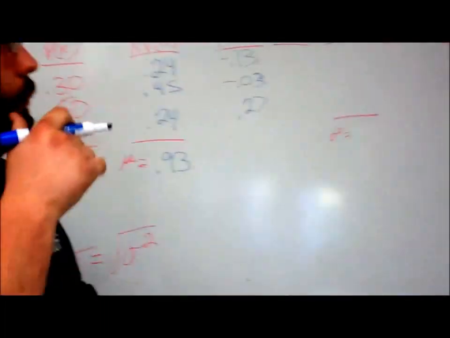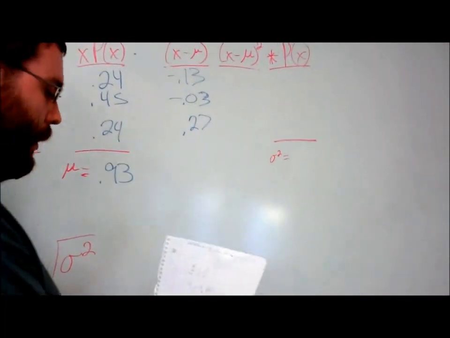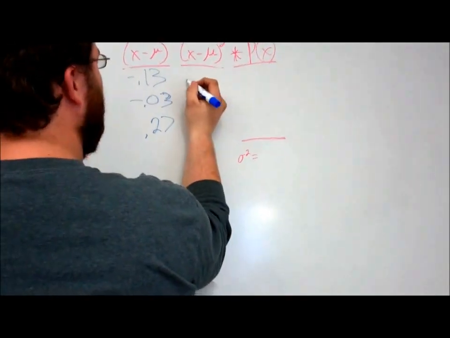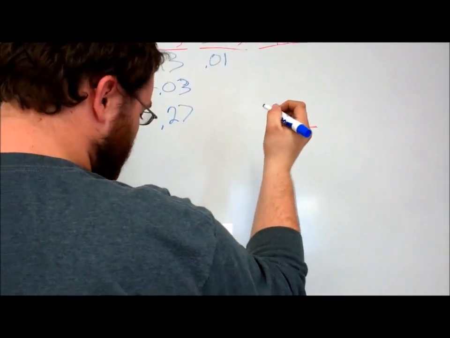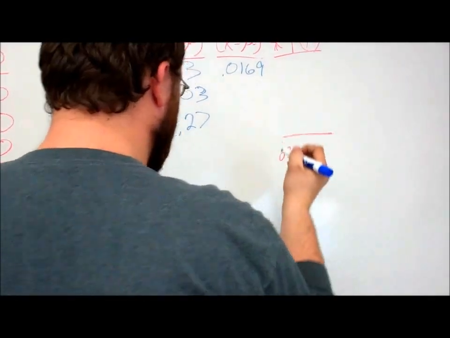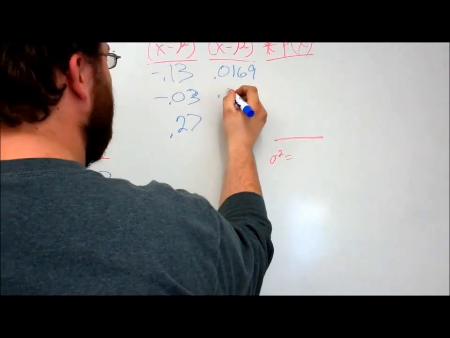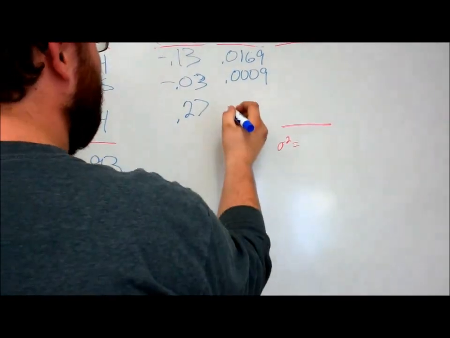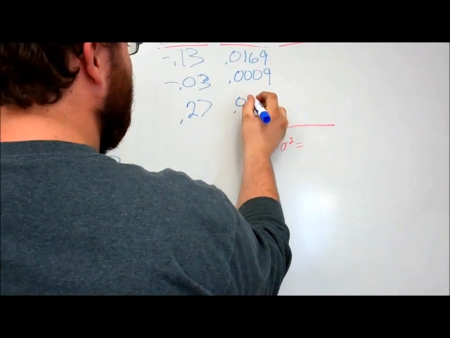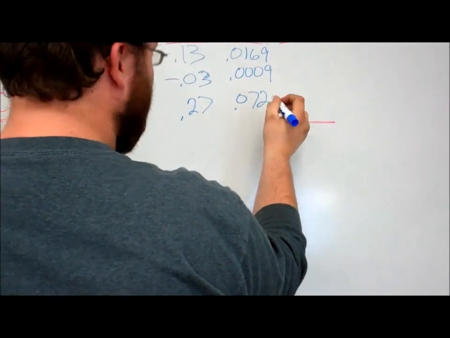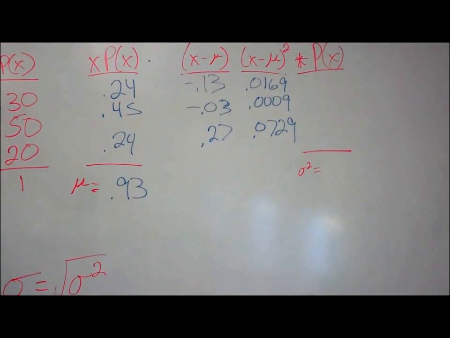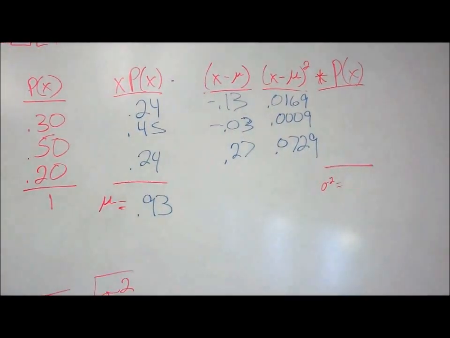And we did that for each of the x values. Now, what we have to do is square them. And squaring them, we got 0.0169, 0.0009, and 0.0729 for the x minus mu squared.